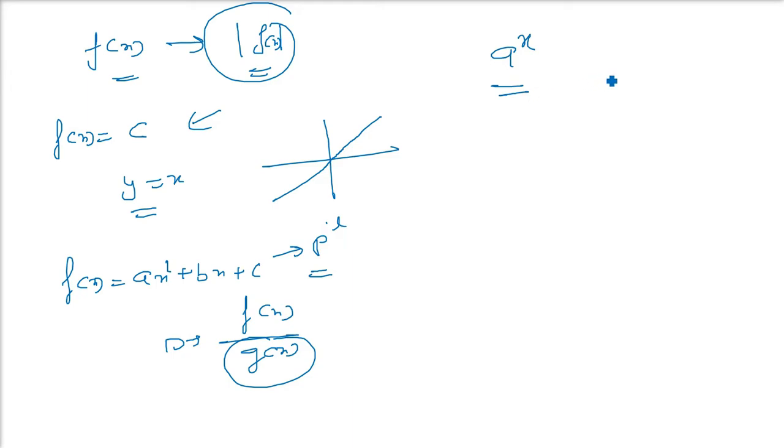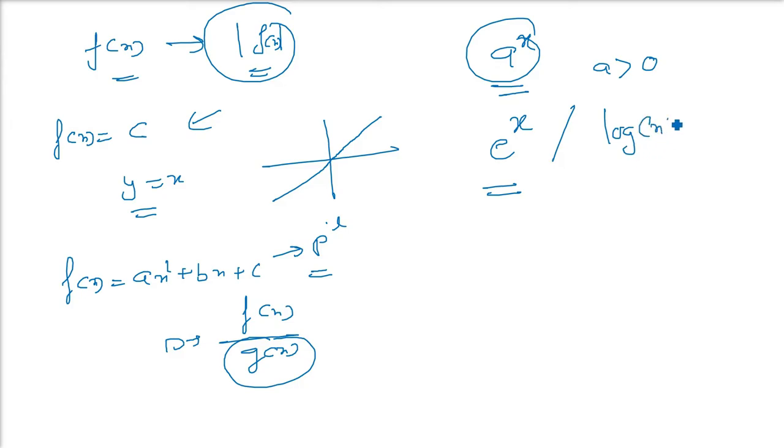a to the power x is continuous, but the only condition is a should be greater than 0. Then continuity will follow. e to the power x is also continuous. When e to the power x is there, consequently log x will also be like that. So a to the power x, e to the power x, and also the log x function are also continuous, right? Okay. Coming to sine, cosine, and trigonometric functions, you can say.